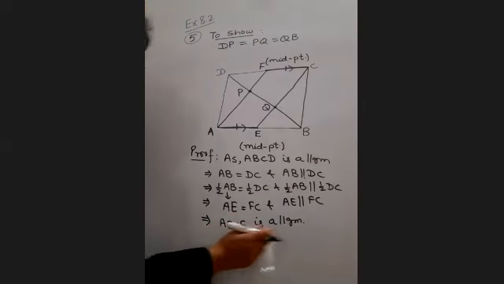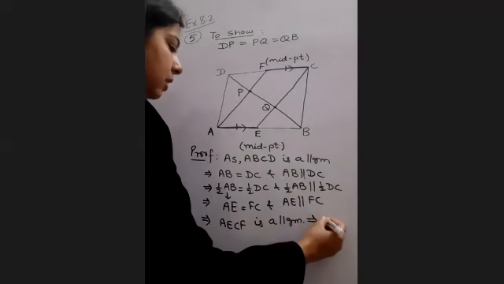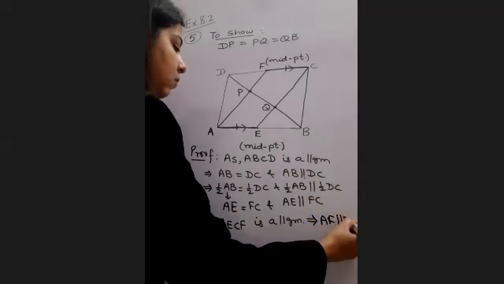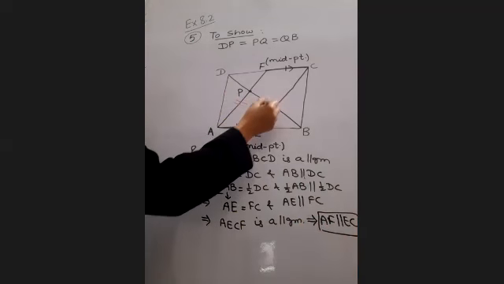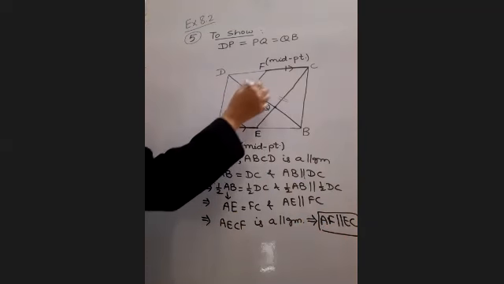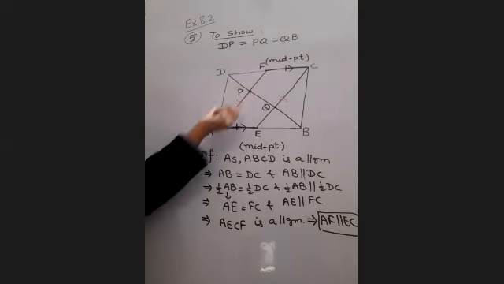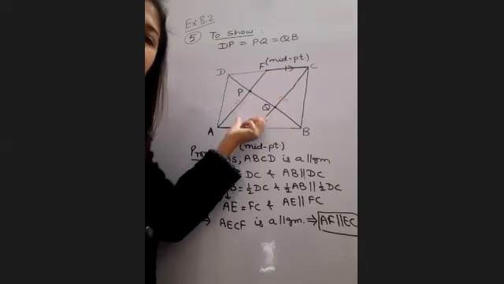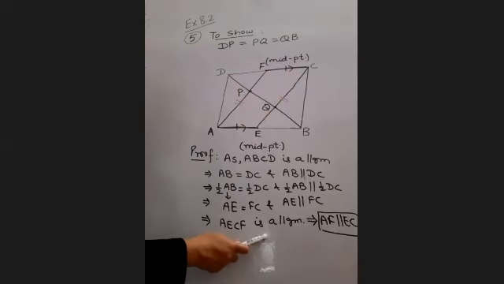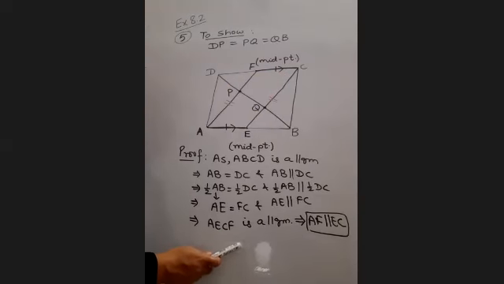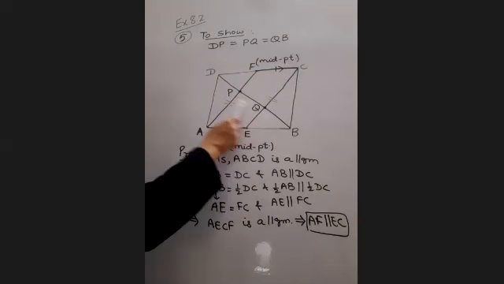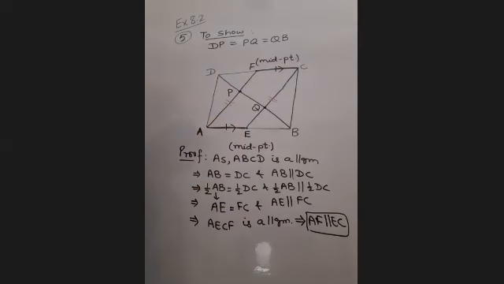Now we have shown AECF is a parallelogram. So this means AF is parallel to EC. This one. They are parallel to each other. Got my point? I'm just repeating, using one pair equal and parallel, we have shown this to be a parallelogram. And now when it has become a parallelogram, then obviously the other pair will be parallel too. Right?